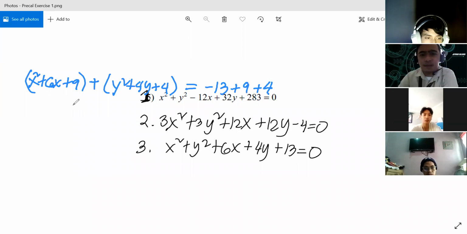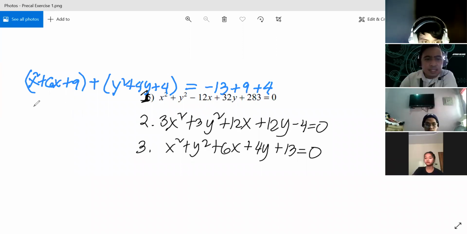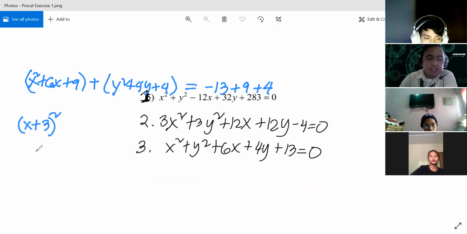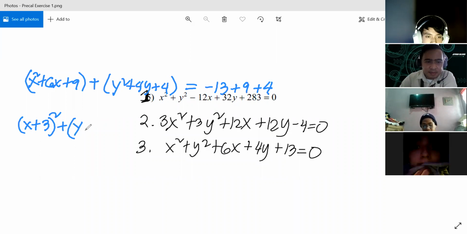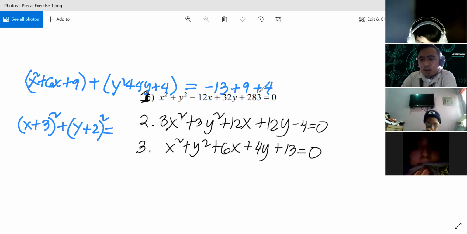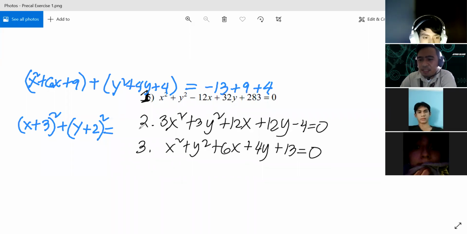Yes, Elson. Open parenthesis, write the x, then copy the sign of the middle term, then the square root of 9, which is 3, then squared. Perfect. Very good. Close parenthesis. The other side, the same as x. Write the y, copy the sign of the middle term, the square root of 4, then squared. If you combine these two, the answer is 13 minus 13, right? So it becomes zero.